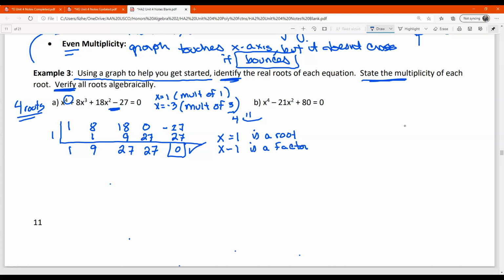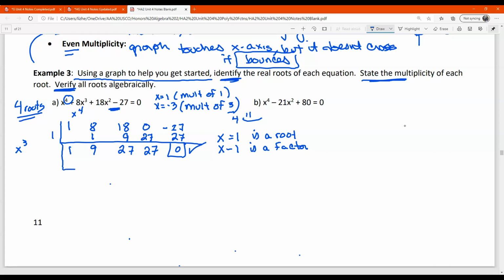That's what that 0 means. All right, so now I need to do it again with negative 3. Remember, when I started, I had x to the 4th. But now I have taken out a factor. I've taken an x out, so this is now an x cubed. If I had to write this out, I would say 1x cubed plus 9x squared plus 27x plus 27.